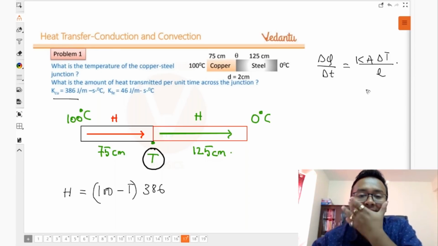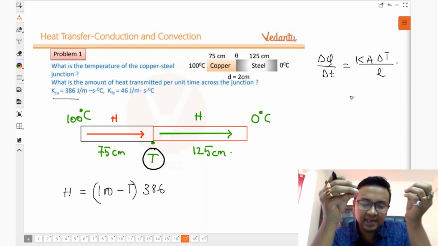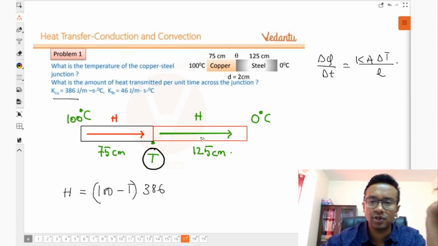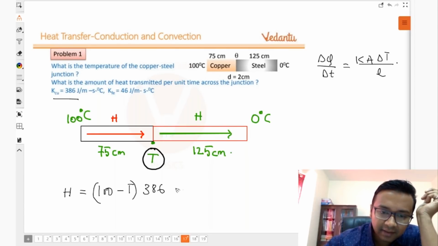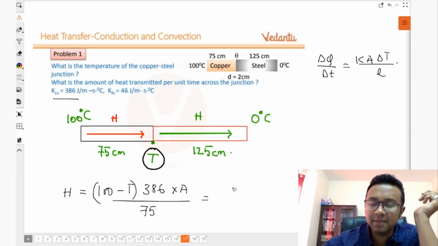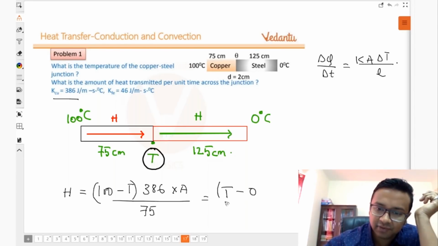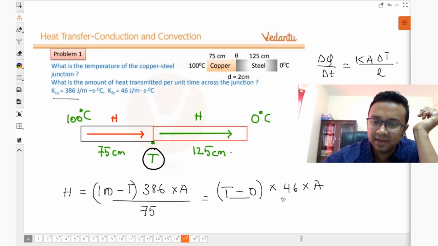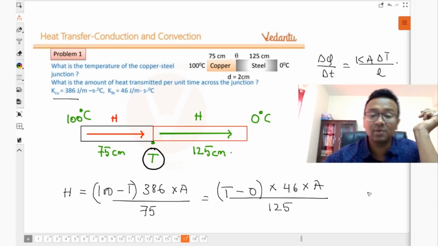Because both the rods are joined in such a way that they have the same area of cross section, and they have not mentioned anything about the cross section, I can take it as A, divided by the length, 75 centimeter. This should be equal to T minus 0, that is the temperature difference across the steel rod, into its conductivity, 46, into its area of cross section, which is the same, divided by its length, 125. So this is what we have.